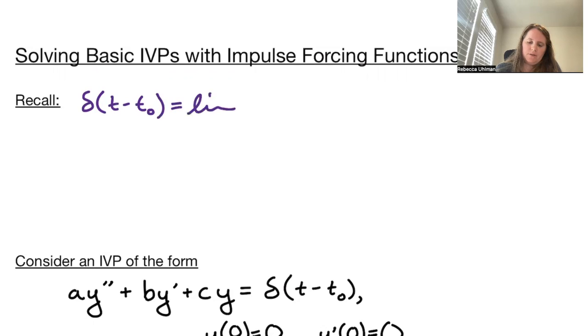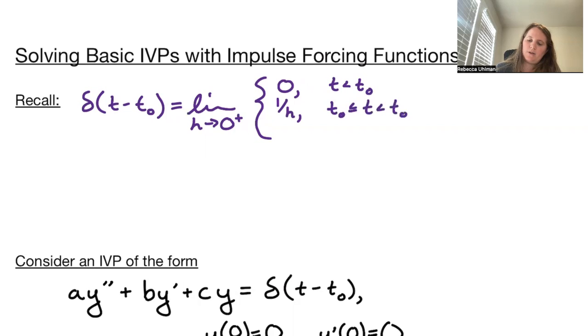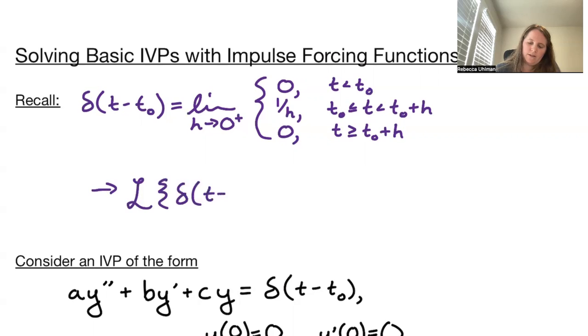to be the limit as h goes to 0 from the positive side of the function that's 0 for t less than t naught, 1 over h for t naught less than or equal to t less than t naught plus h, and then 0 for t greater than or equal to t naught plus h. And we saw that the Laplace transform of delta of t minus t naught was simply equal to e to the negative t naught times s.